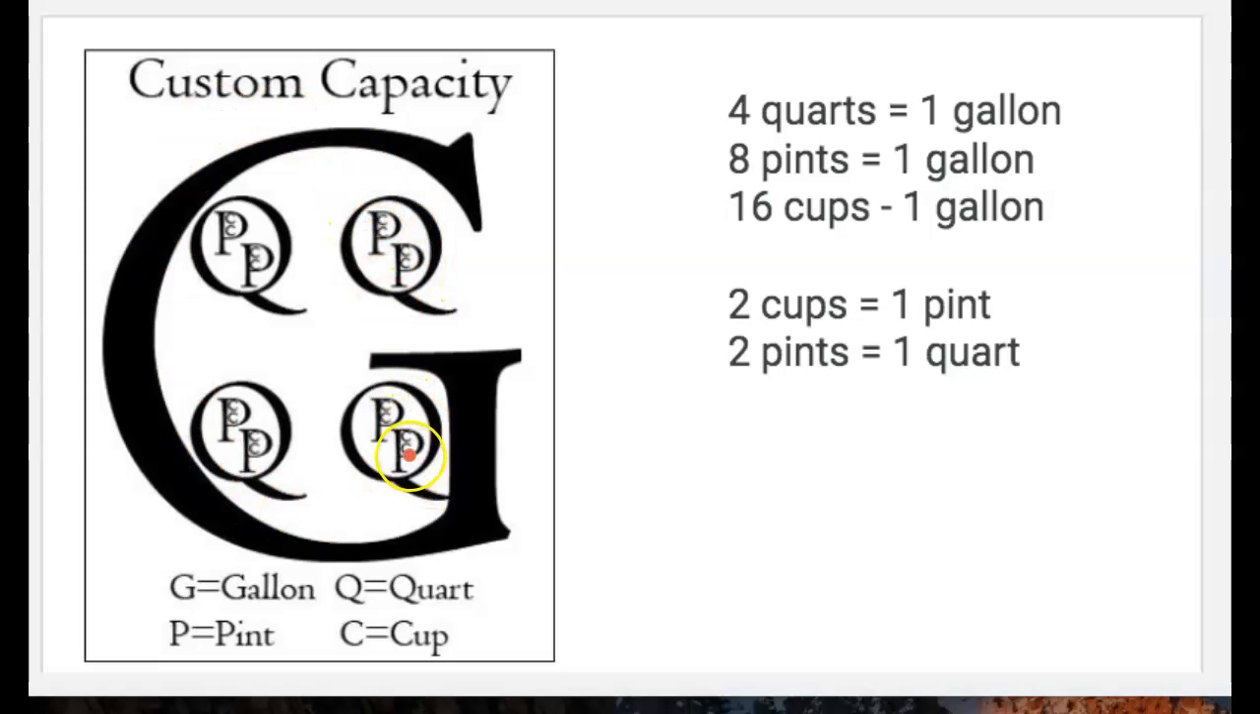All right, and so if you wanted to know how many cups it would take to make a gallon, you count 1, 2, 3, 4, 5, 6, 7, 8, 9, 10, 11, 12, 13, 14, 15, 16. So it takes 16 cups to make a gallon. So literally you could draw out this picture, which is easy to remember, and use this to help you figure out problems that have to do with capacity and measurement.